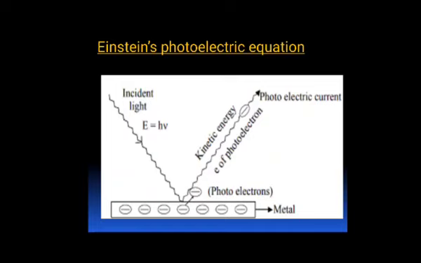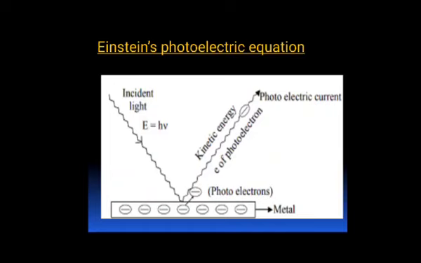So see in the figure, incident light E is equal to h nu falls on the metal. Then one photoelectron is shown, part of the energy is used for work function. Then the remaining part is used for the kinetic energy of the photoelectron, and it becomes photoelectric current. So a very simple explanation made by Einstein.